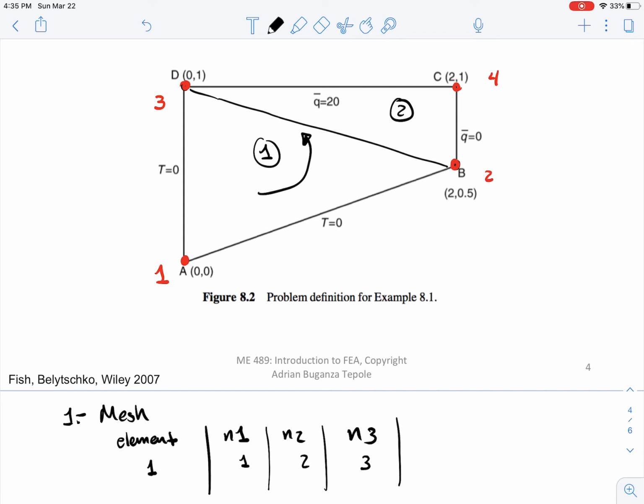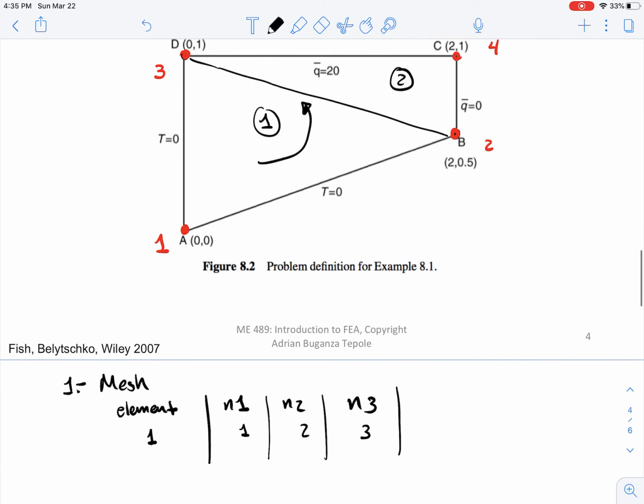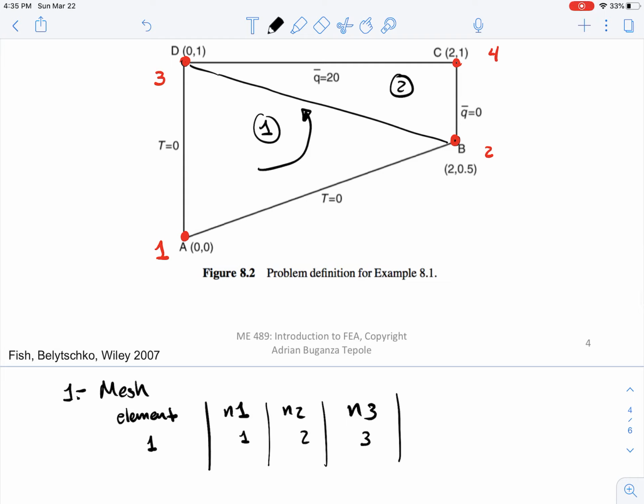And remember this is just a notation, but a little bit more than notation. It guarantees that the Jacobian is going to be positive. I didn't really explain that, but always do counterclockwise numbering of the nodes. So element 2 is going to be made out of nodes 2, 4, and 3. So that will be my mesh.